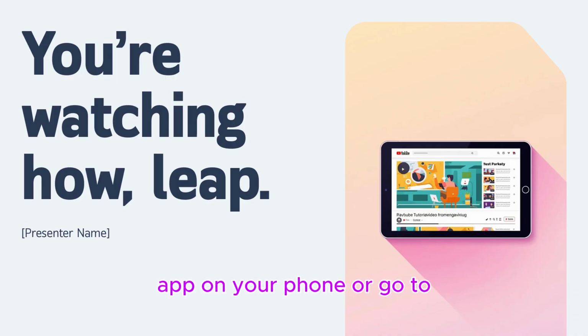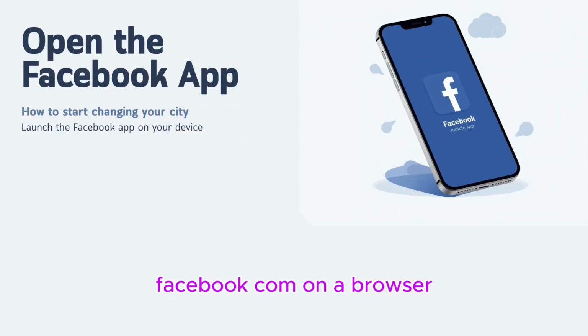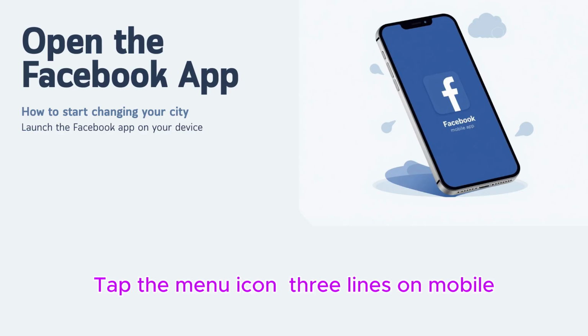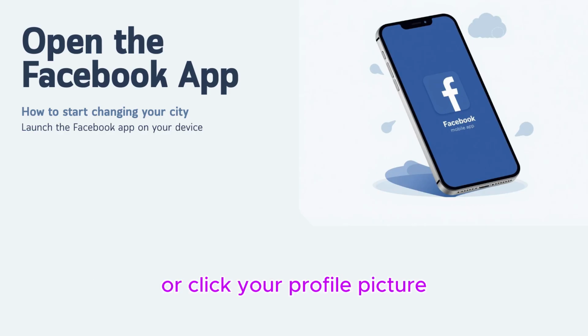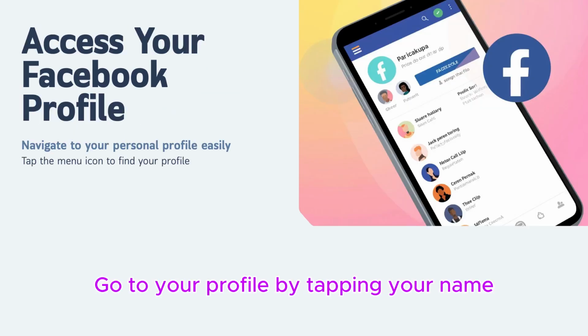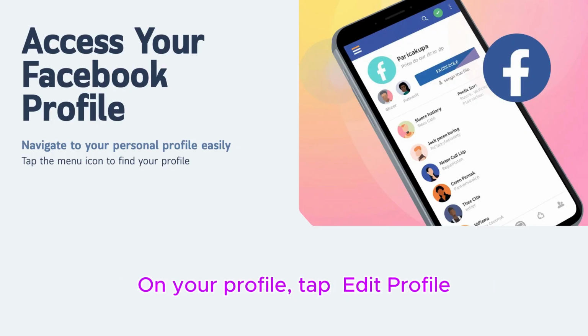Open the Facebook app on your phone or go to facebook.com on a browser. Tap the menu icon, 3 lines on mobile, or click your profile picture. Go to your profile by tapping your name. On your profile, tap Edit Profile below your cover photo.